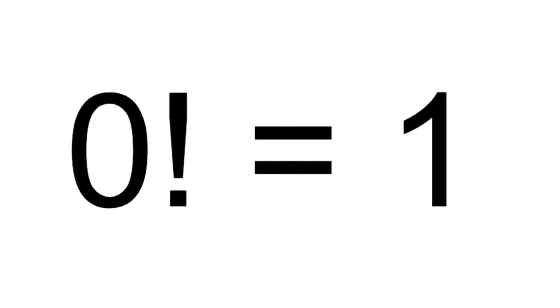And today we're here to discuss why 0 factorial equals 1. So, most of you already know that 0 factorial equals 1. Now, before we go into why 0 factorial equals 1, let's first define what a factorial is.